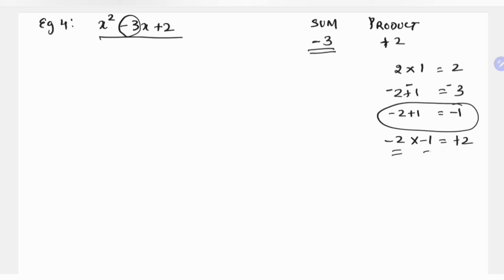So if I take these two numbers, the product rule and the sum rule is satisfied. So the numbers are minus 2 and minus 1. So I will directly write, I don't have to split and write, I'll directly write x minus 2 and x minus 1. So these are my factors.